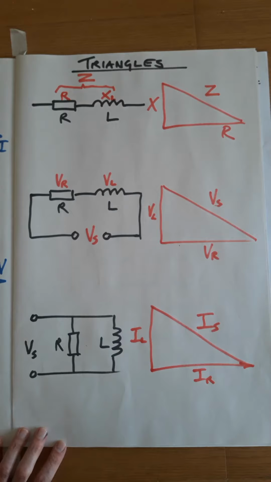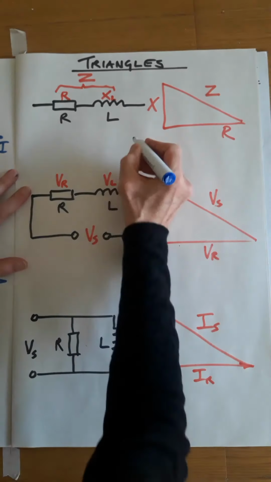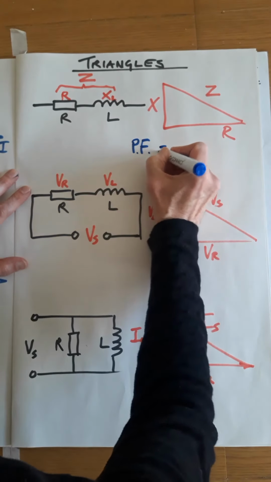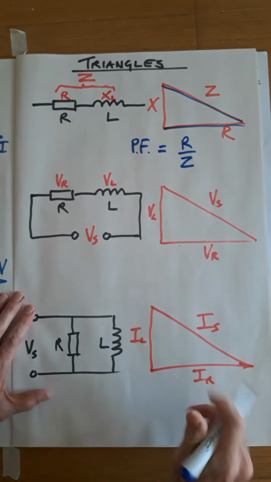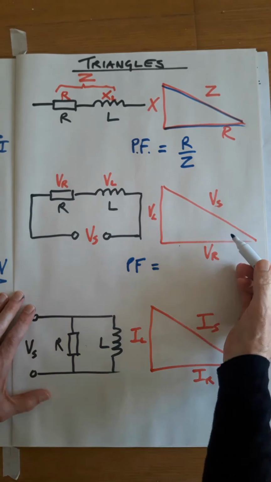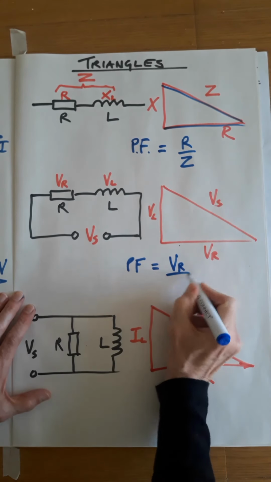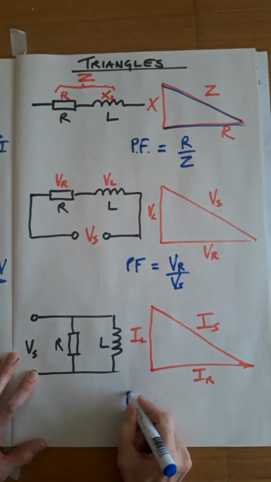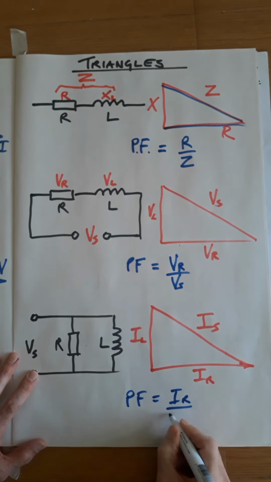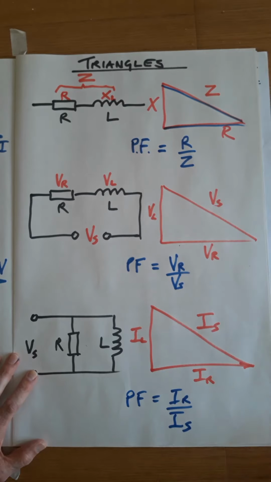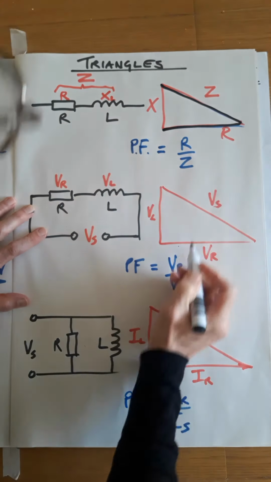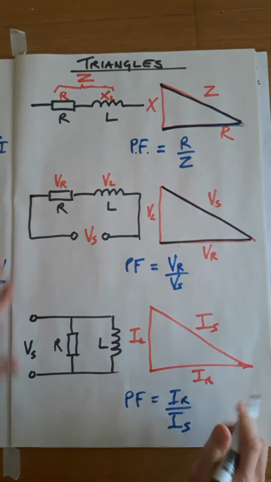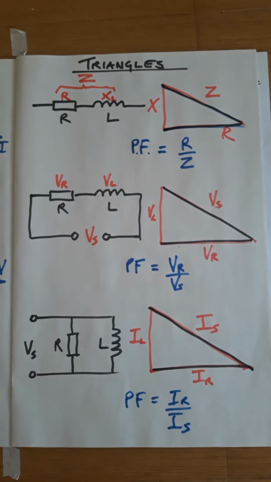For every single one of them, we can determine power factor. Power factor is the next topic. Power factor is, in this circuit, R over Z. In this one, it's VR over VS. And in this one, I'm hoping you've guessed it, power factor is IR over IS. So in any one of these triangles, power factor is the horizontal over the result. And every time, whichever quantity relates to resistance is horizontal.